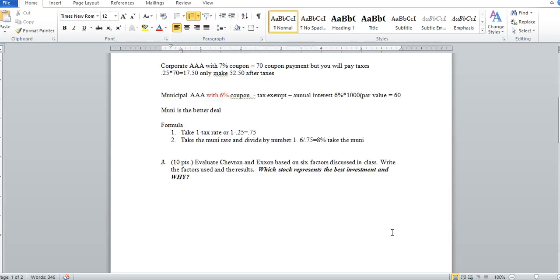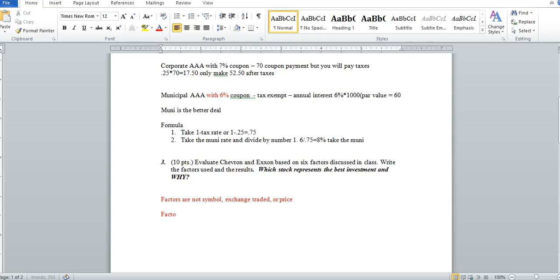Okay, this is your big question, and there's definitely going to be one of these on your test. It's a 10-point question, and I'm going to ask you to evaluate Chevron, not Chevron and Exxon, but two companies that directly compete with each other. You're going to have to look up six factors while you're taking the test. And I'm going to tell you right now that factors are not the symbol, the exchange traded, or the price.